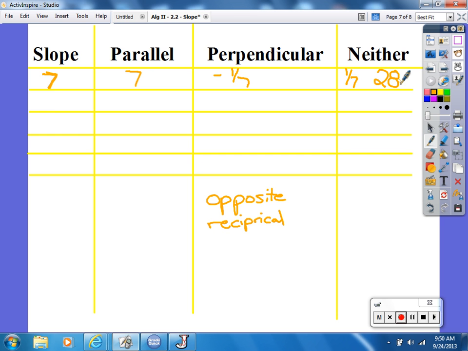Okay, I'm going to give you the next number, -5. See if you can find the parallel, the perpendicular. Be creative with the neither.